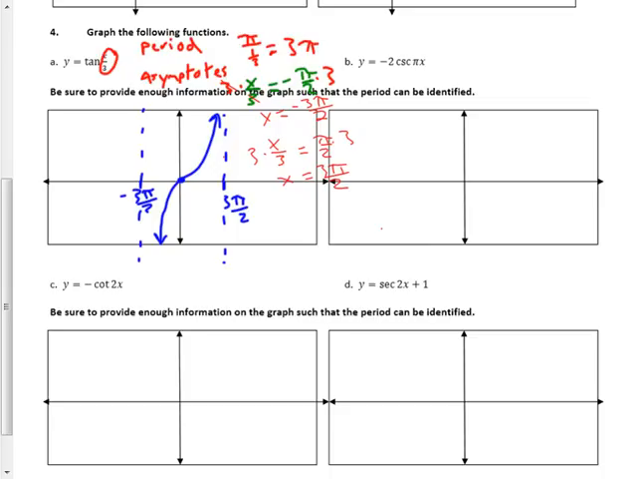Cosecant graph for part B. So when I have cosecants, the first thing that I want to decide on is what type of graph I'm making, and I'm going to be making a sine graph. And then I want to find all of the parts of the sine graph that I would usually have to find. Absolute value of negative 2.